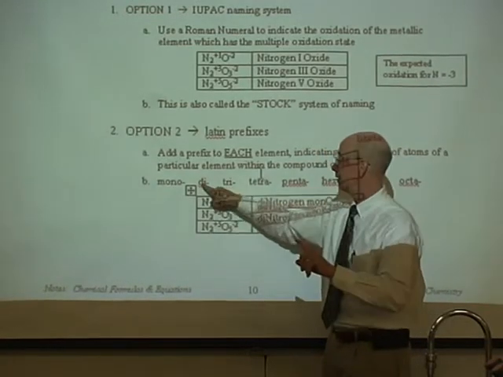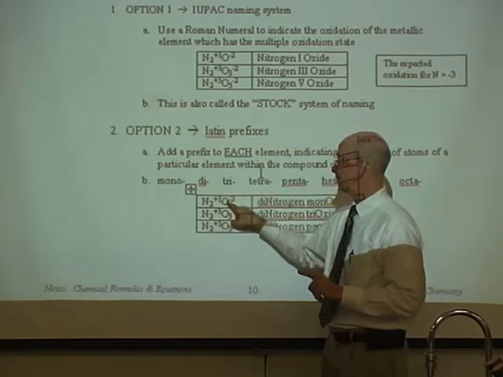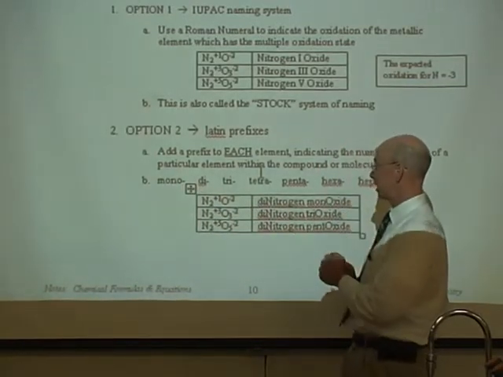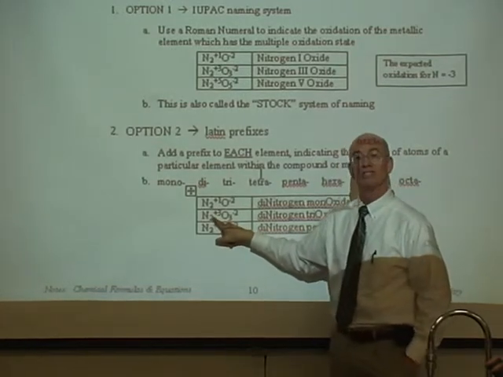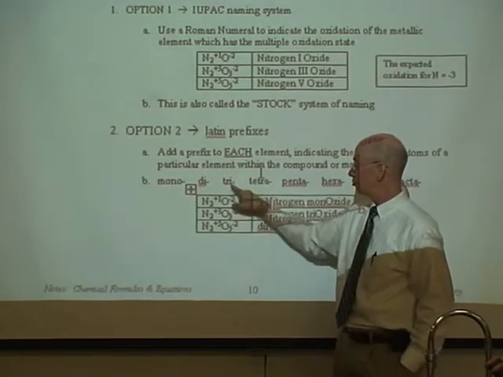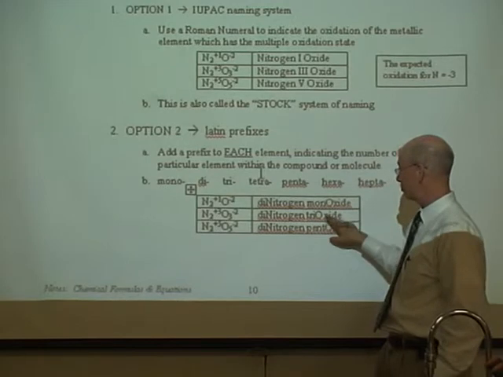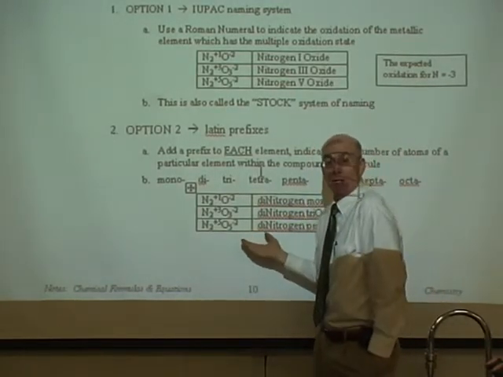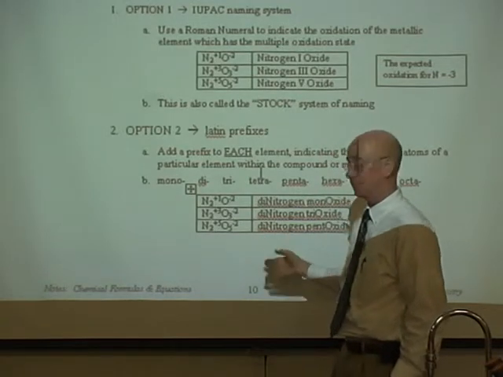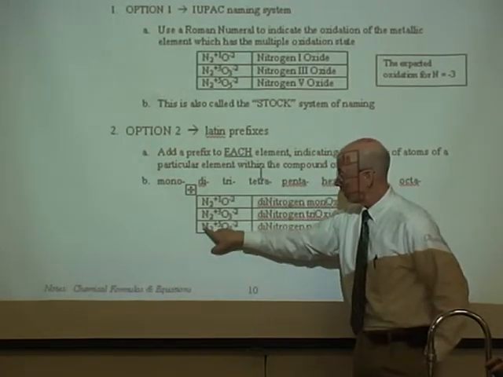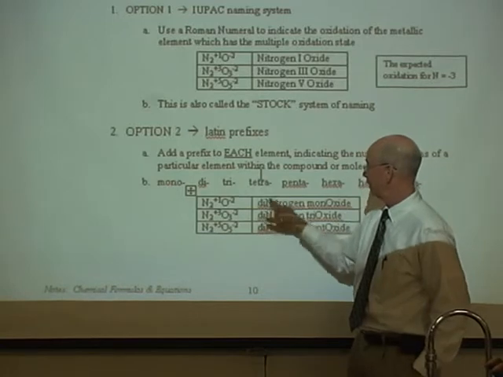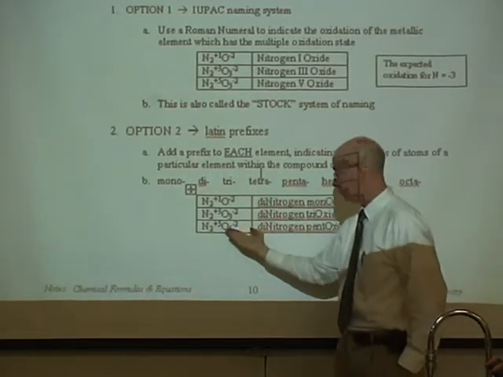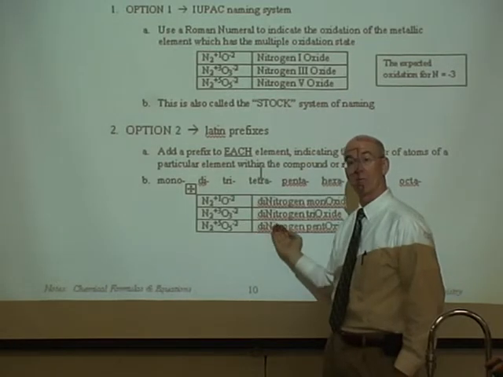So dinitrogen monoxide. Dinitrogen monoxide. Here I have 2 nitrogens, dinitrogen trioxide. Dinitrogen trioxide. It tells me how many of each I have. So literally, I can derive the formula from this name. 2 nitrogens, dinitrogen pentoxide. I can derive the formula from the name.